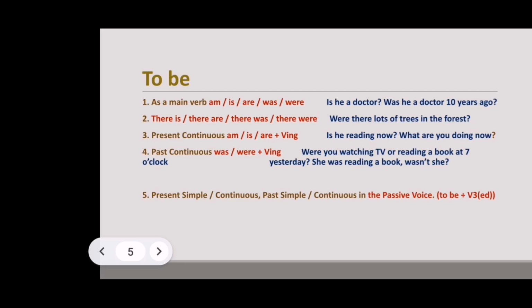Now let's look at the examples. For the main verb to be, is he a doctor? Was he a doctor 10 years ago? For there is, there are, there was, there were. Were there lots of trees in the forest? Present continuous. Is he reading now? What are you doing now? And past continuous. Were you watching TV or reading a book at 7 o'clock yesterday? She was reading a book, wasn't she? You can see that I gave different kinds of questions for you just to understand that it's not necessary to ask all 5 types of questions each time.